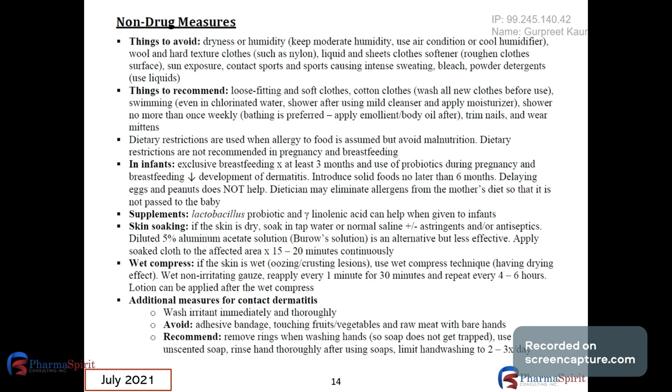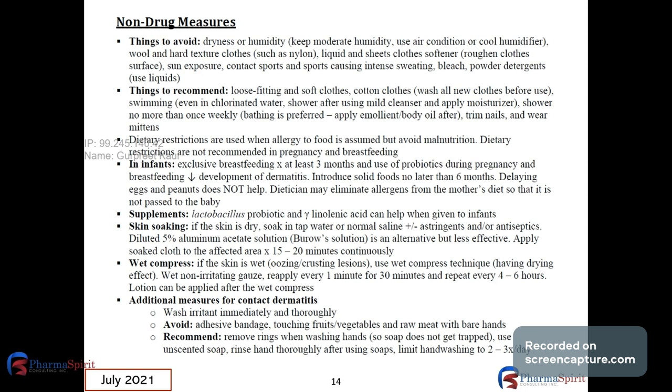It was common that parents usually try to delay introducing eggs and peanuts to the kids when they're young. Actually, they found that delaying the eggs and peanuts don't really help. So you can start using them early. There is no problem. Dietitian may eliminate allergen from the mother's diet, so it's not passed to the baby. So maybe it is recommended for the mother to see a dietitian to exactly explain how to avoid passing the allergens to the baby. In terms of supplements, lactobacillus probiotic and gamma-linolenic acid can help when given to infants.